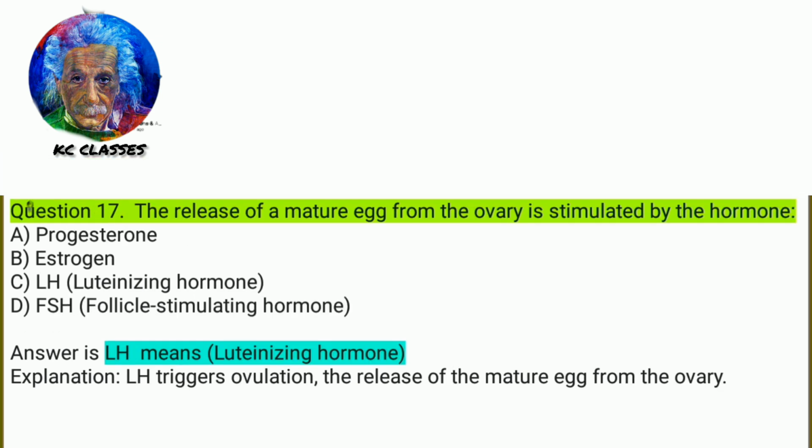Question 17: The release of a mature egg from the ovary is stimulated by the hormone: A. Progesterone. B. Estrogen. C. LH, luteinizing hormone. D. FSH, follicle stimulating hormone. Answer is LH, luteinizing hormone. Explanation: LH triggers ovulation, the release of the mature egg from the ovary.